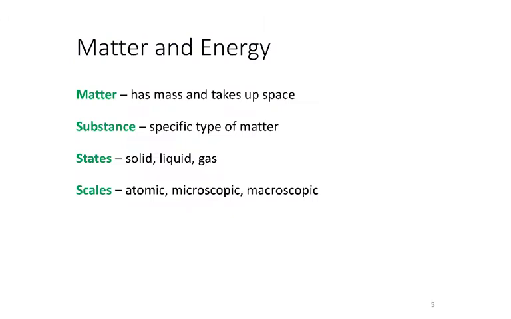So matter has mass and takes up space. That's the definition of it. Like we said, pretty much everything in the physical world has matter, takes up space. A substance is a specific type of matter. We're getting a little more precise there. Substances can take states of matter: solid, liquid, gas. And we're going to be looking at different scales, different sizes: the atomic scale, the microscopic scale, and the macroscopic scale. So let's start with matter and states.